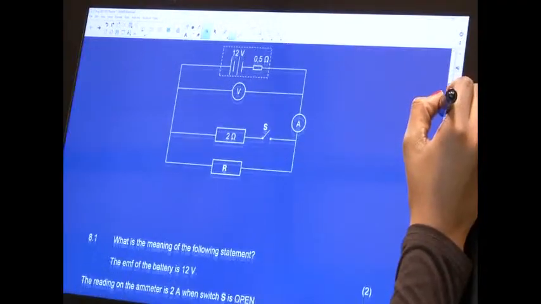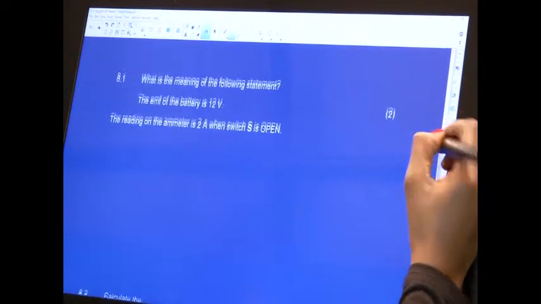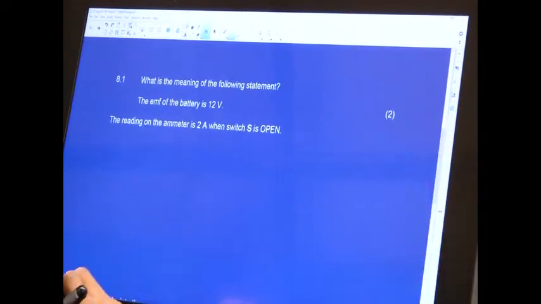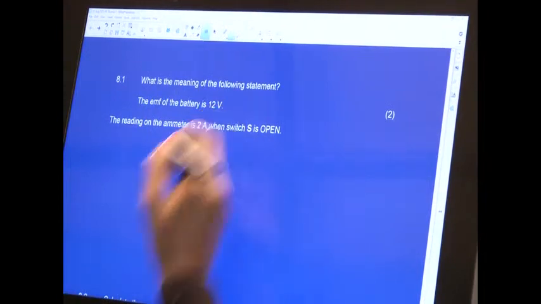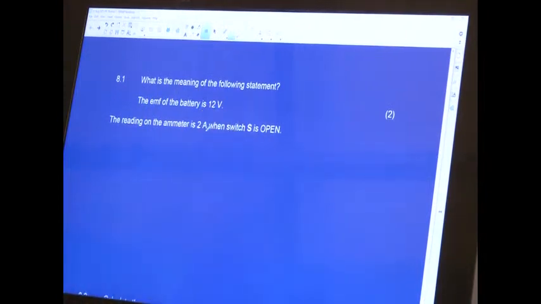And as you can see how I keep doing, you always refer back to all that knowledge. So let's go back. So 8.1, what is the meaning of the following statement? The EMF of the battery is 12 volts. Now remember, for example, if you have a battery, if it has 12 volts, 9 volts, it actually tells us something on the amount of energy that it can actually give in joules.